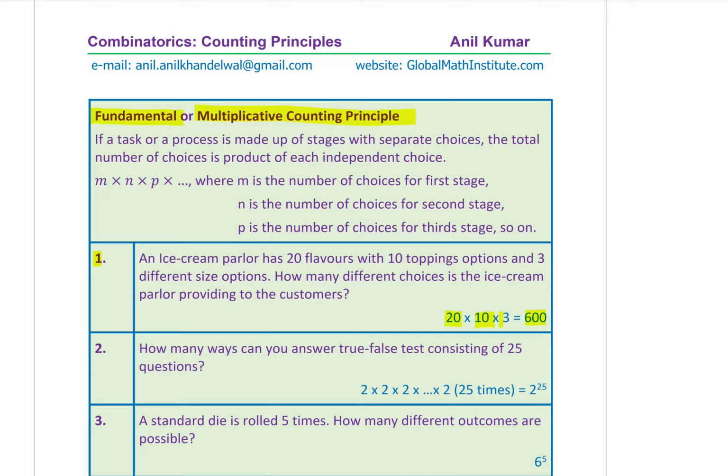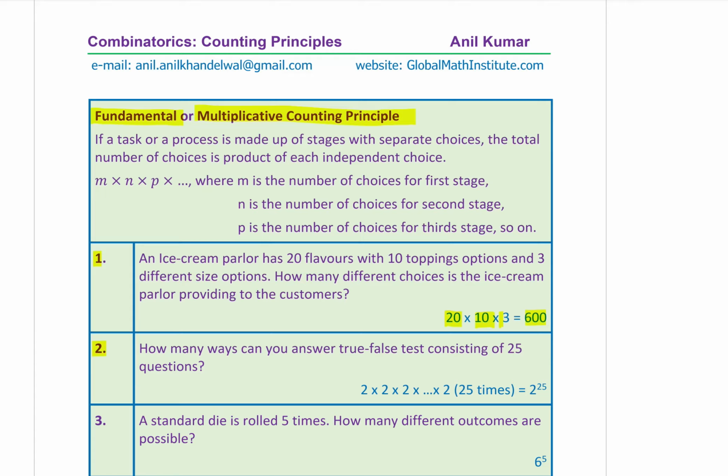So if you identify that there are 3 independent ways which could be done in a sequence and operation, in that case, just multiply them and get the answer. Let's take another example, example 2. How many ways can you answer a true or false test consisting of 25 questions?